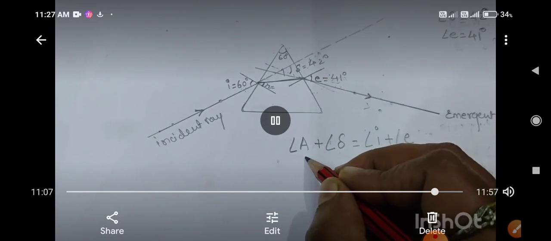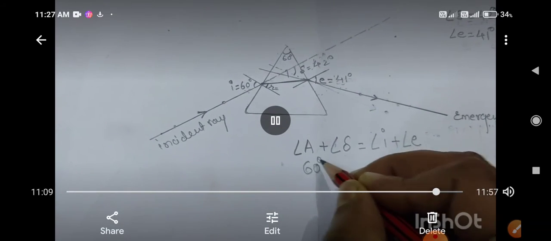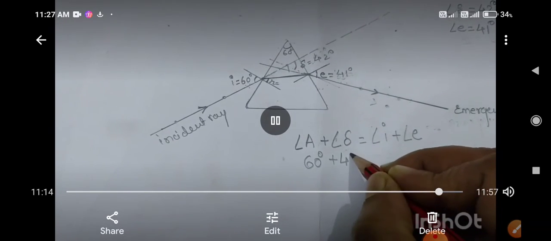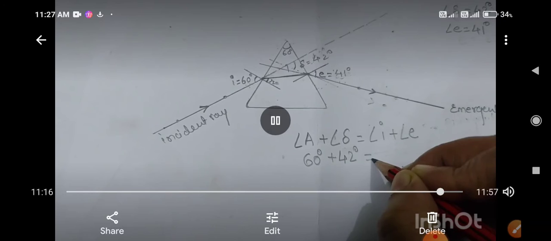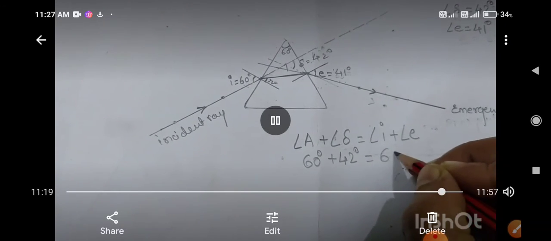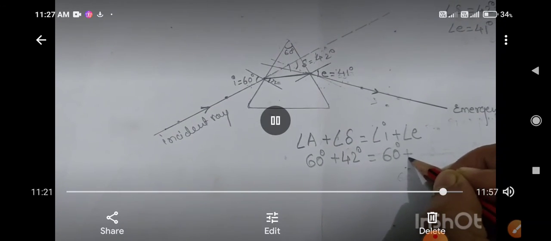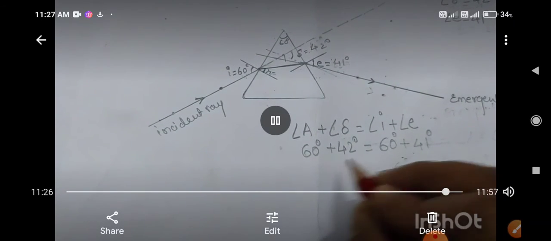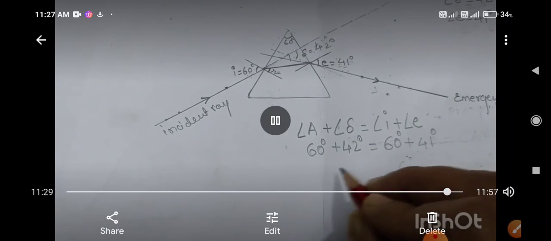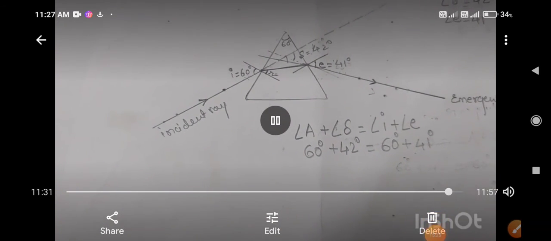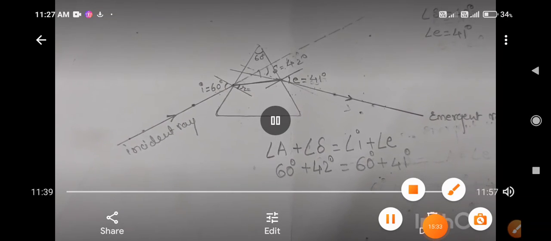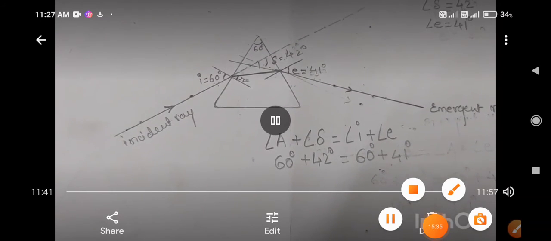Okay. Now angle of prism is what? 60 degree we know. Angle of deviation that we are getting here is what? 42 degree. Okay. This will be equal to angle of incidence that we have taken, again 60 degree, plus angle of emergence that we got, which is 41 degree. Okay. If you see the left hand side and right hand side, approximately the values on both the sides are the same. So that means whatever practical we did, we have verified, and the values that we are getting are correct. Okay. So in this way you have to do the experiment.